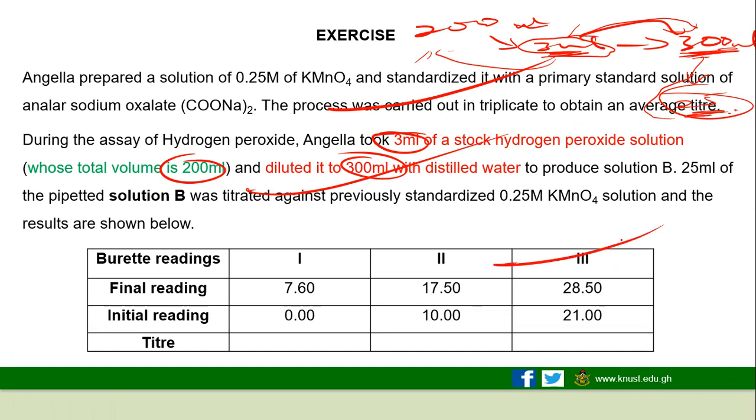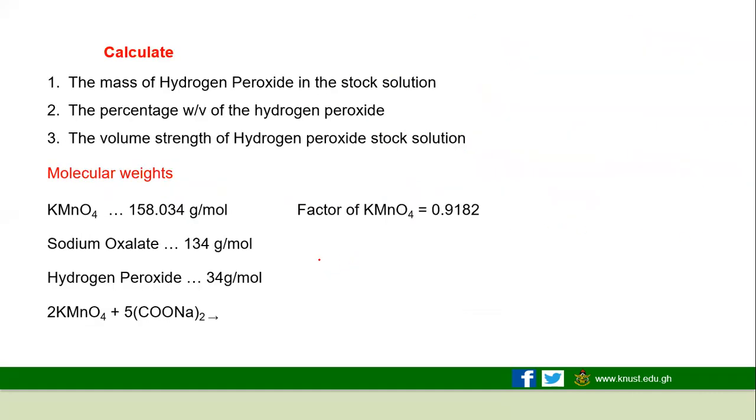Now, this is the table from the assay, right? Good. So the first question is that we have to find the mass of hydrogen peroxide in your stock. We have to find the percentage weight in volume of hydrogen peroxide. We have to find the volume strength of hydrogen peroxide stock solution. Good. So this is KMnO4, sodium oxalate, hydrogen peroxide. Okay, so they have given out all the values we need.